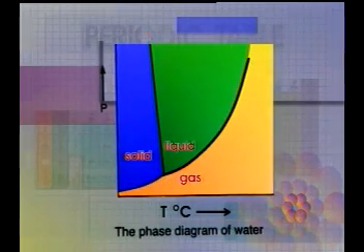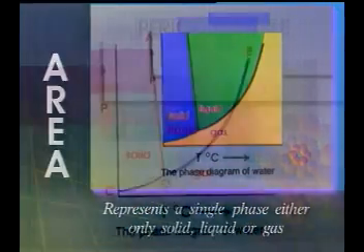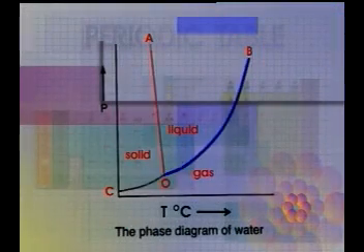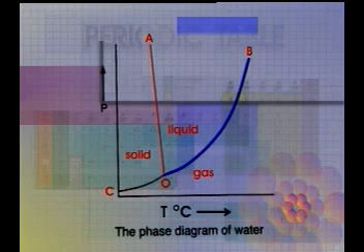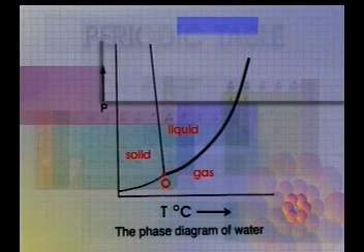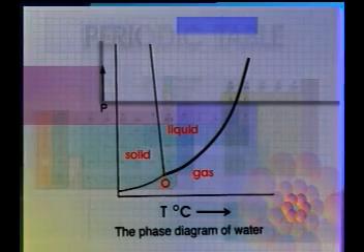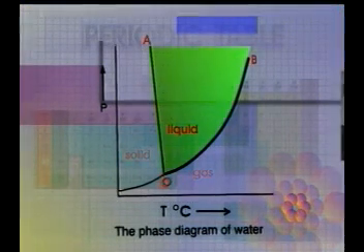An area in the phase diagram represents a single phase, either only solid, liquid, or gas. A line in the diagram shows when two phases of a substance coexist at equilibrium. A point shows that the substance exists in all three phases at the same time. Gas, liquid, and solid are in equilibrium with each other.